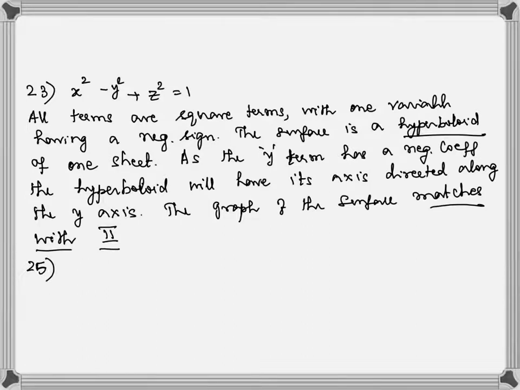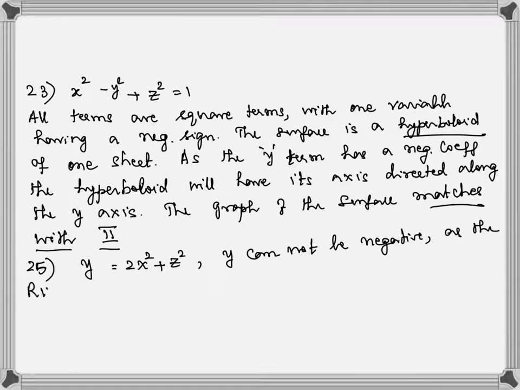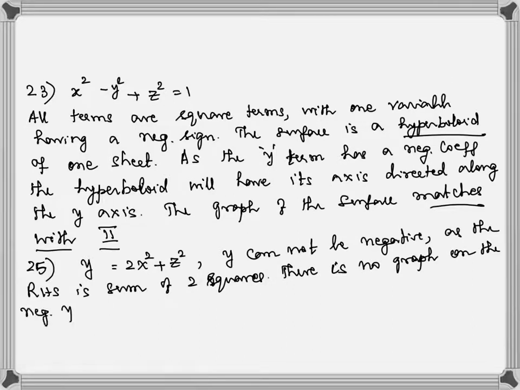Let's try number 25. So y equals 2x squared plus z squared. Here we have variable y having exponent 1, and variables x and z having powers of 2. So y cannot be negative here, because if y is negative, then the sum of two squares will be negative, which is not possible. So there is no graph on the negative side of the y-axis. Everything is directed towards the positive y-axis.